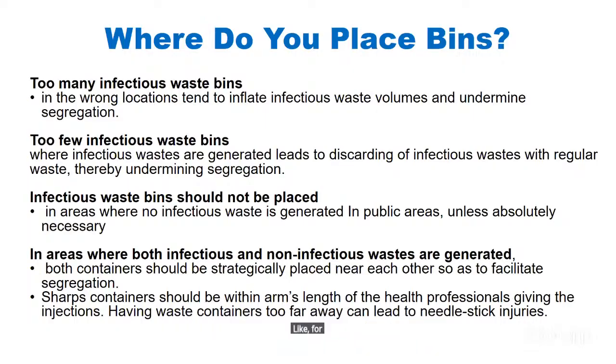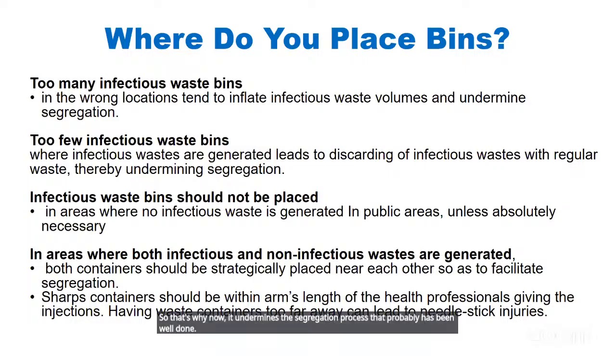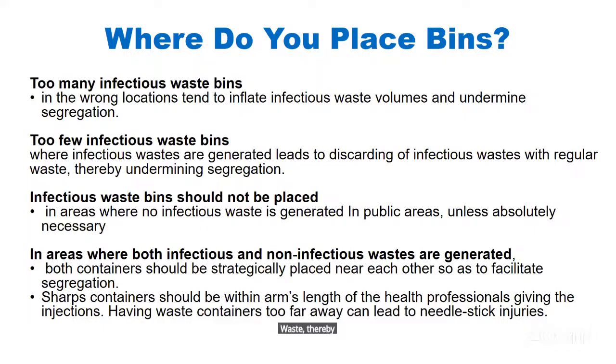For example, when you are doing your facility safety audit, which is also a very key component in the laboratory system, you realize that they have a holding room. And mostly they use the full pit latrines as their holding rooms. Then there is so much infectious waste material there until ants develop in them. That undermines the segregation process that probably had been well done. We have too few infectious bins where infectious waste is generated, which leads to discarding of infectious waste within the regular waste, thereby undermining segregation also.